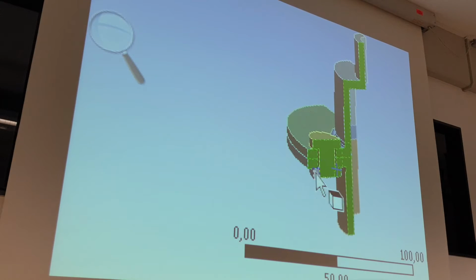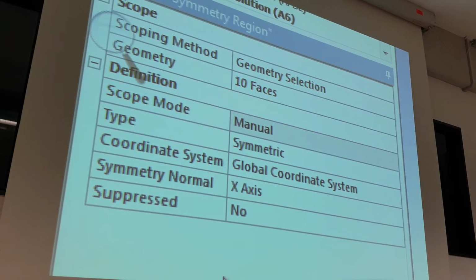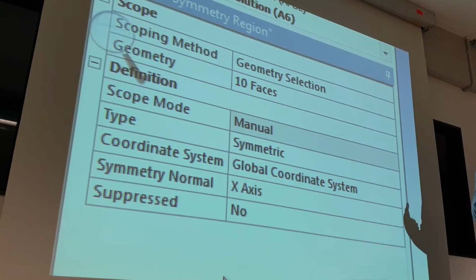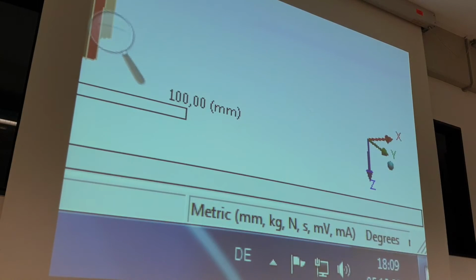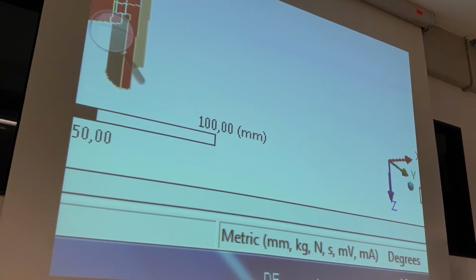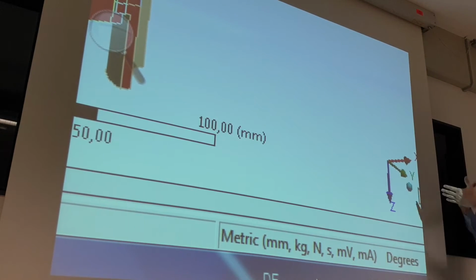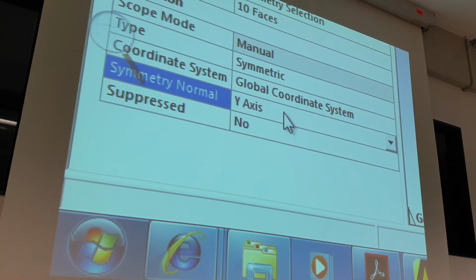Then we say apply, and important, it's a mistake that we always have: which direction is normal? We need to tell the program which direction is normal to symmetry. It's very important. For example, in my geometry, I see here is symmetry and the direction is epsilon. So normal, 90 degrees is epsilon. Then I have to change it here from x to epsilon.